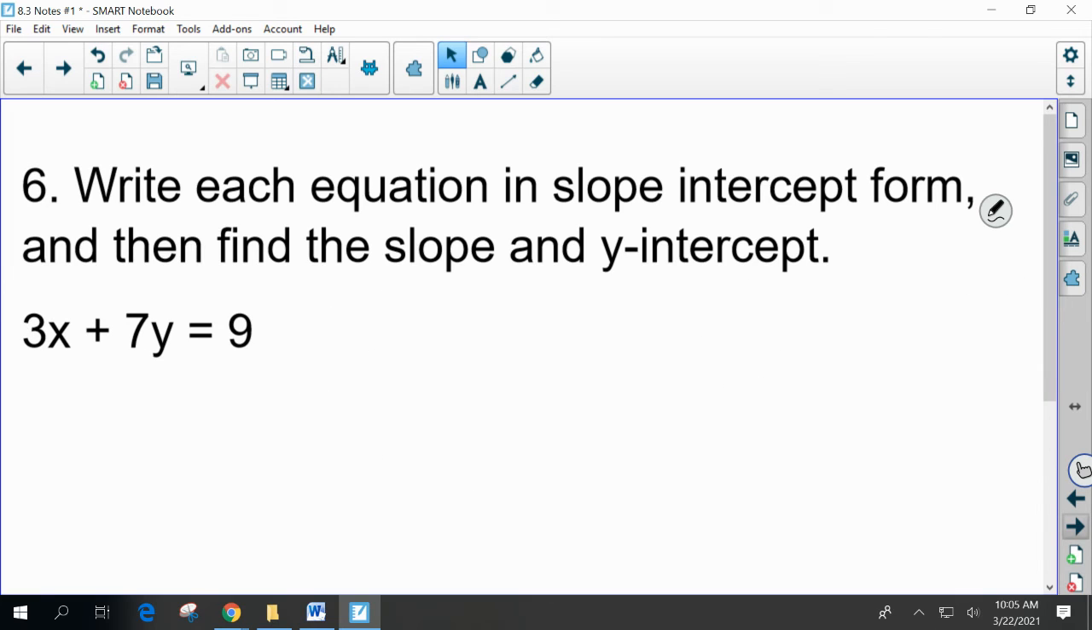Okay, number 6. So we're going to put it again in slope-intercept form. So is y on the left? Yes, so let's leave it alone. We need to move x over to the right. How would I move this 3x over to the right? Subtract it. So subtract 3x from both sides, and I'm going to put that in front.